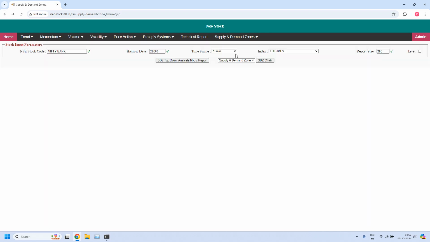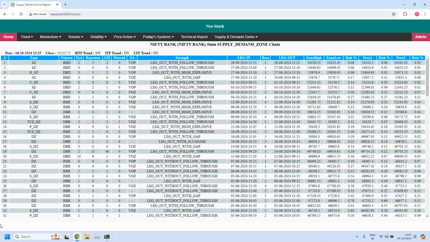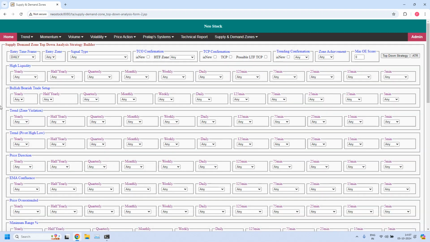Okay, the next time frame is 5 minutes, generating the 5 minute supply demand zone chain for BANKNIFTY. So this is about the BANKNIFTY supply demand zone chain. With this we have completed both Nifty and BANKNIFTY. Next reports we will generate bullish and bearish trade setups for monthly, weekly, daily and hourly income trades.